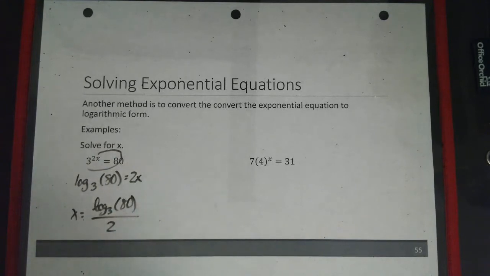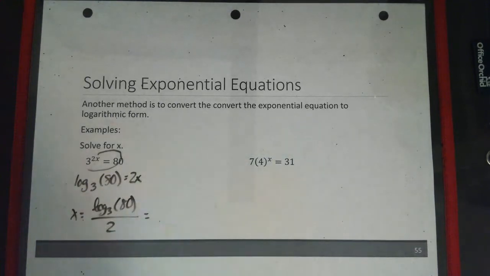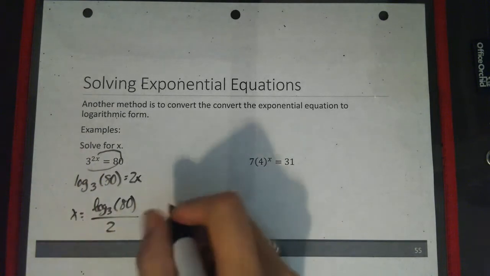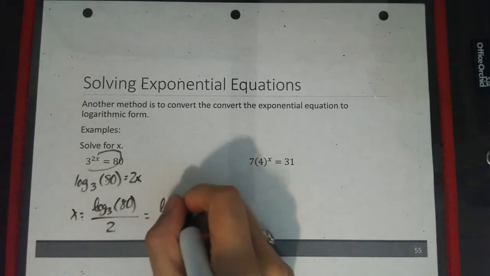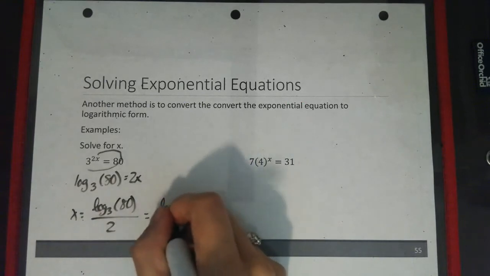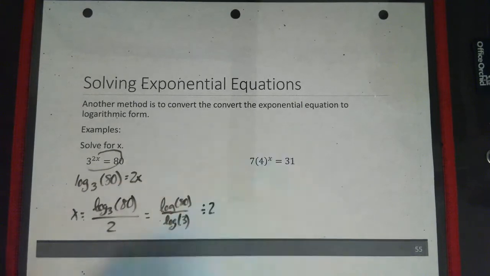If you are someone who prefers a decimal answer, that's totally okay. You just have to remember we can't type log base 3 of 80 into our calculator, or at least most of us can't. So we have to use the change of base formula and make it a log of 80 divided by the log of 3. And whatever we get from that, we divide by 2.